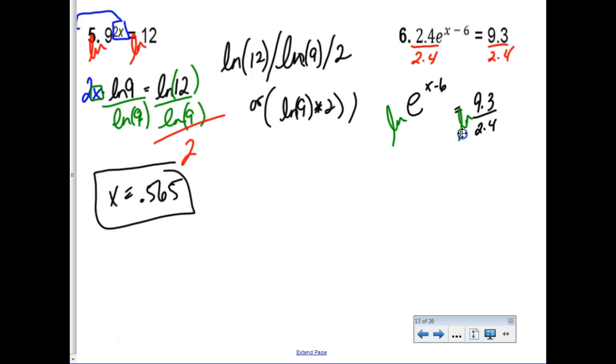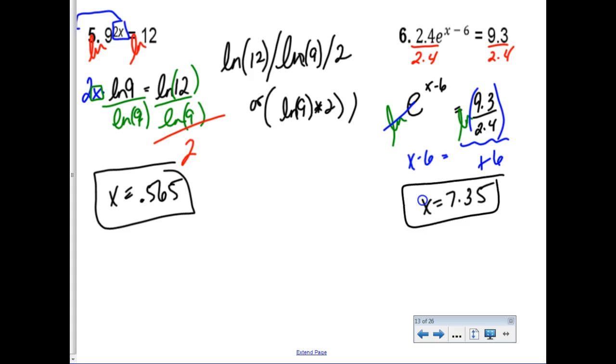The right side's ugly. The left side's beautiful. Natural log and e are going to knock each other out, so the x minus 6 drops down. If we're going to write down work, you're going to want to write a decimal. But what's your next step going to be? You're going to add 6 to whatever this ugly decimal is. So whatever this is, plus 6. And I got 7.35. Tell me if that's not right. So whatever natural log of 9.3 divided by 2.4 is, close that, and then add a 6.